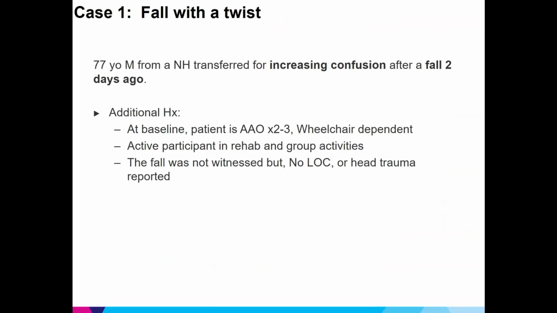So here we have a case of a 77-year-old man who's transferred from a nursing home with increased confusion after a fall, which occurred 2 days prior. At baseline, we know that the patient is alert and oriented times 2 to 3. He's wheelchair dependent. However, he's been an active participant in his rehab and in group activities. The fall, unfortunately, was not witnessed, but it is documented that there was no loss of consciousness or head trauma.